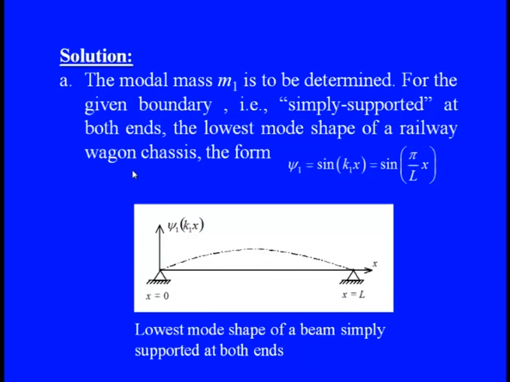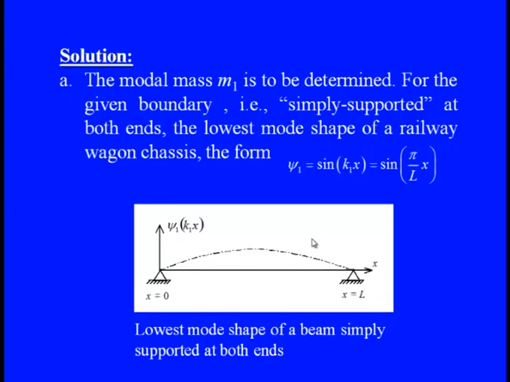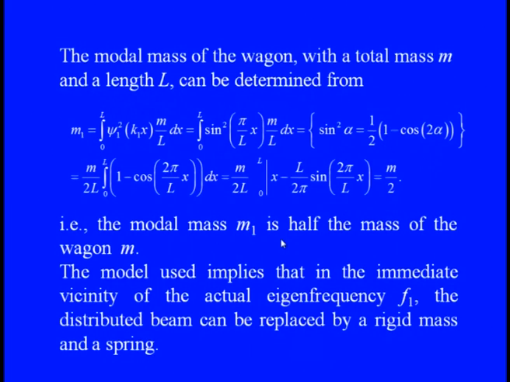So at the frequency F1, the mode shape is psi 1, which is nothing but sine of k1 x. This is the lowest mode of the entire bending, clearly showing the bending mode of this part. Then we can simply find the lowest bending mode of the railway wagon using psi 1 equal to sine of pi by L into x, where pi by L is the deforming feature, nothing but sine of k1 into x.